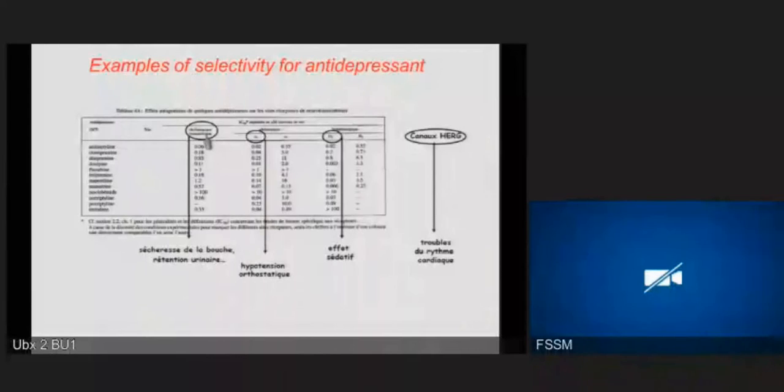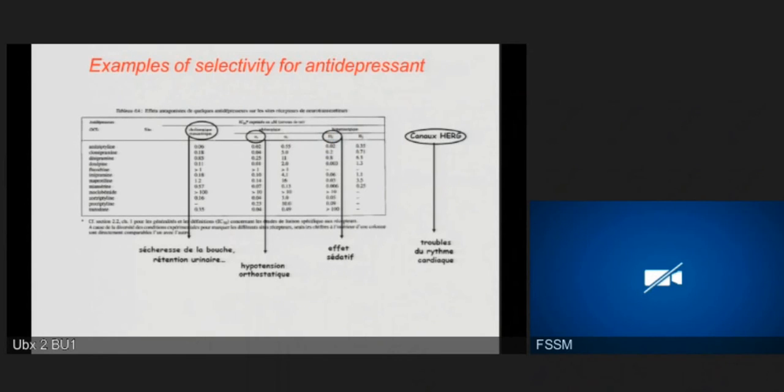So you have different sites that have been considered. The cholinergic site, the first one here. The adrenergic sites with especially alpha-1 receptors. Here you have alpha-2 receptors. Then we move to histaminergic receptors and especially H1. So why are we looking at this?